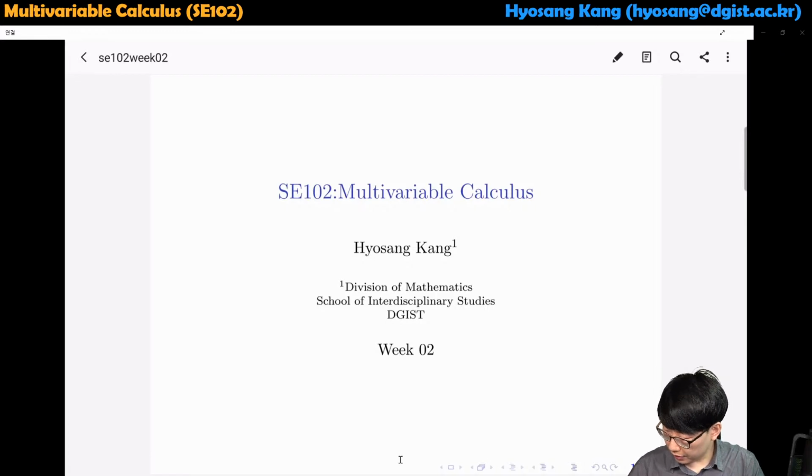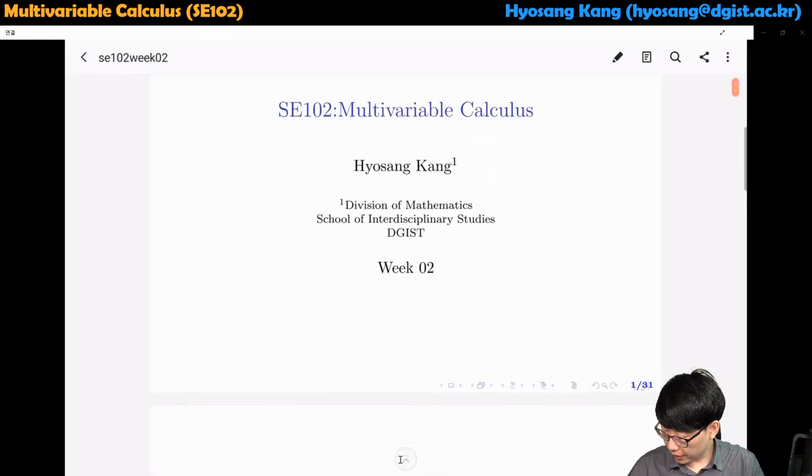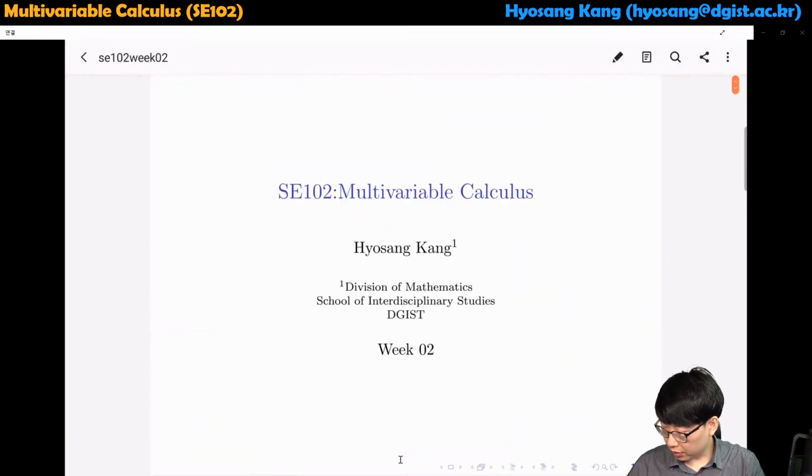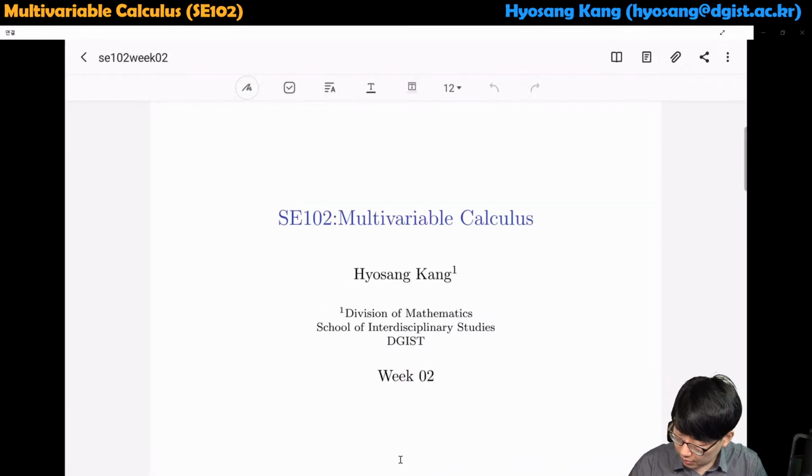Okay, so let's start our second week material. So far we talked about vectors and matrices, and the reason why we talked about such things is that our focus is on the multivariable function. So a multivariable function f can be written, in general, as y1, y2, and so on, up to ym, a finite number of dependent variables, given by f of x1 up to xn.